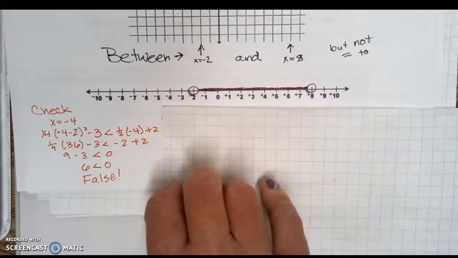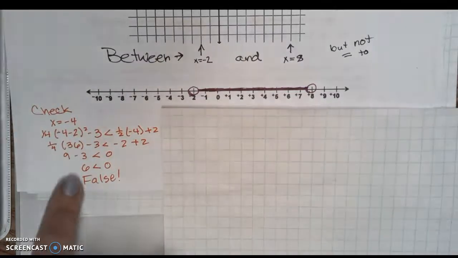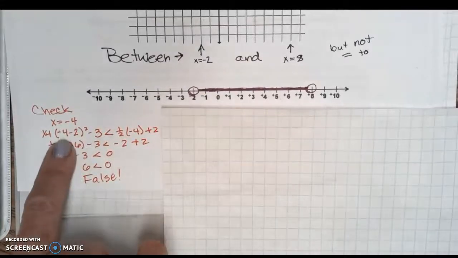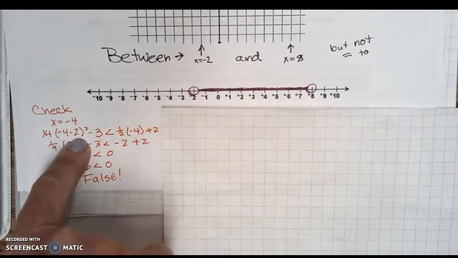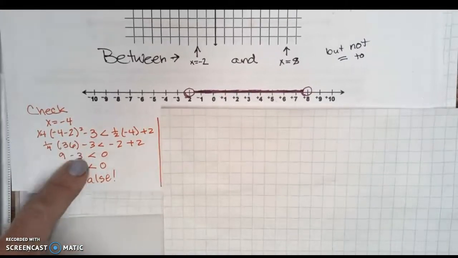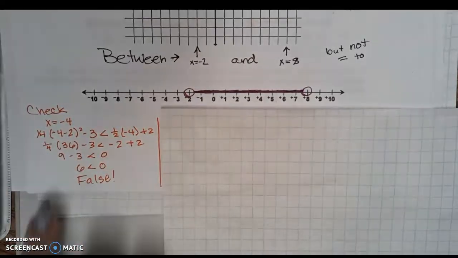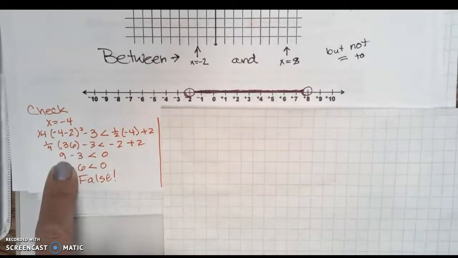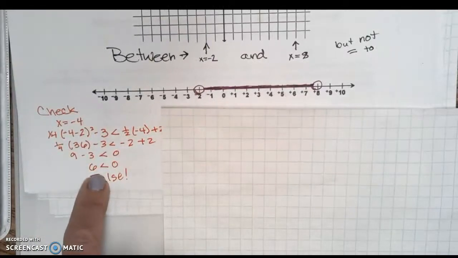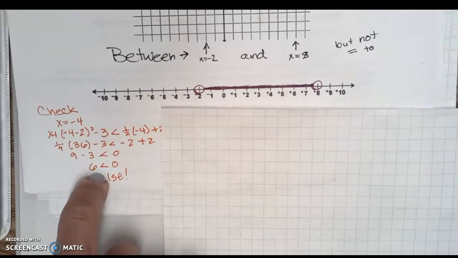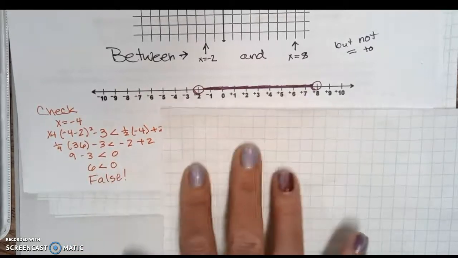So then we're going to simplify using our order of operations. So you want to do the parentheses first. So -4 minus 2 more will get you -6. And then -6 squared is 36. 1/4 of 36 is 9. And then 9 minus 3 is 6. So we have 6. We want to know, is 6 less than whatever number we get on this side?